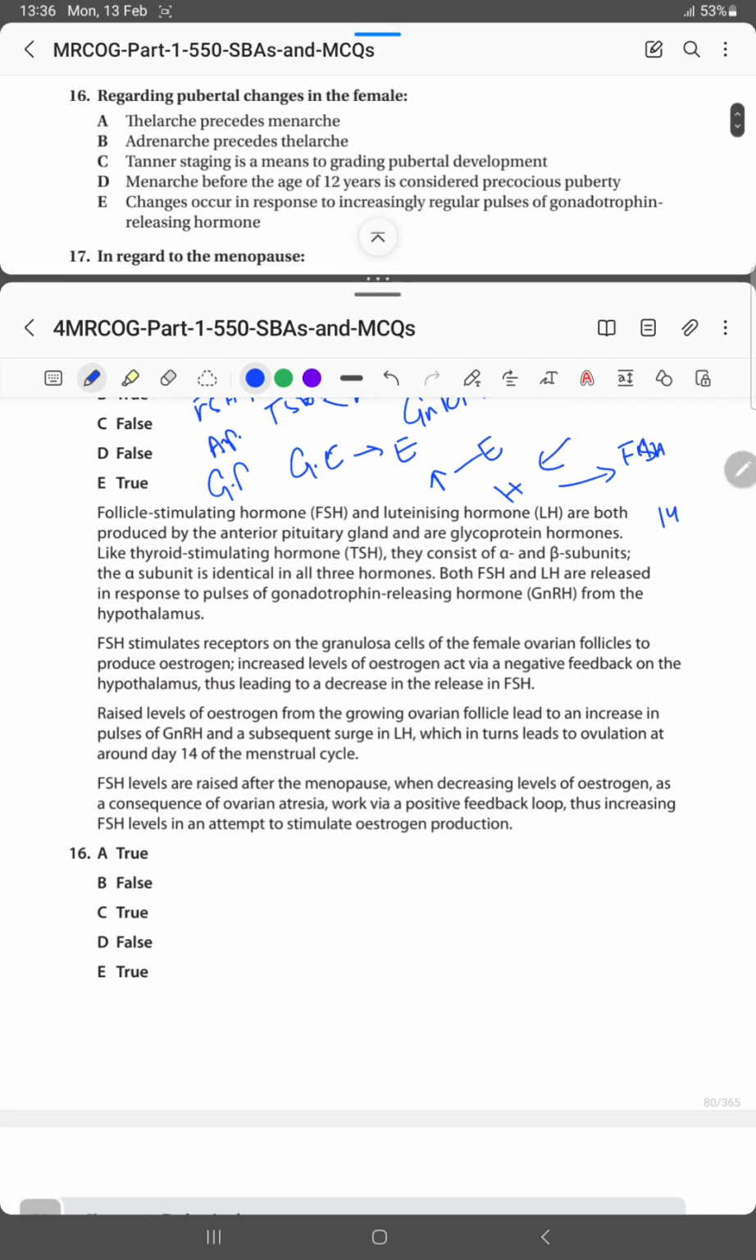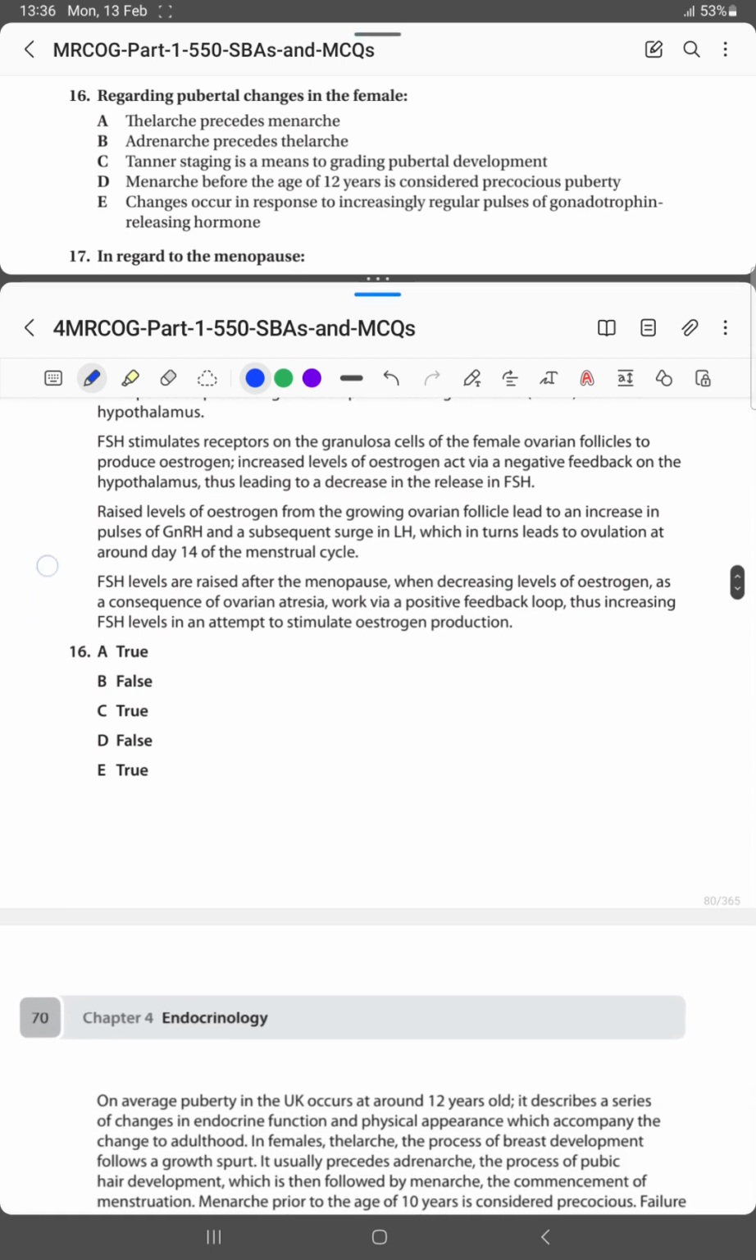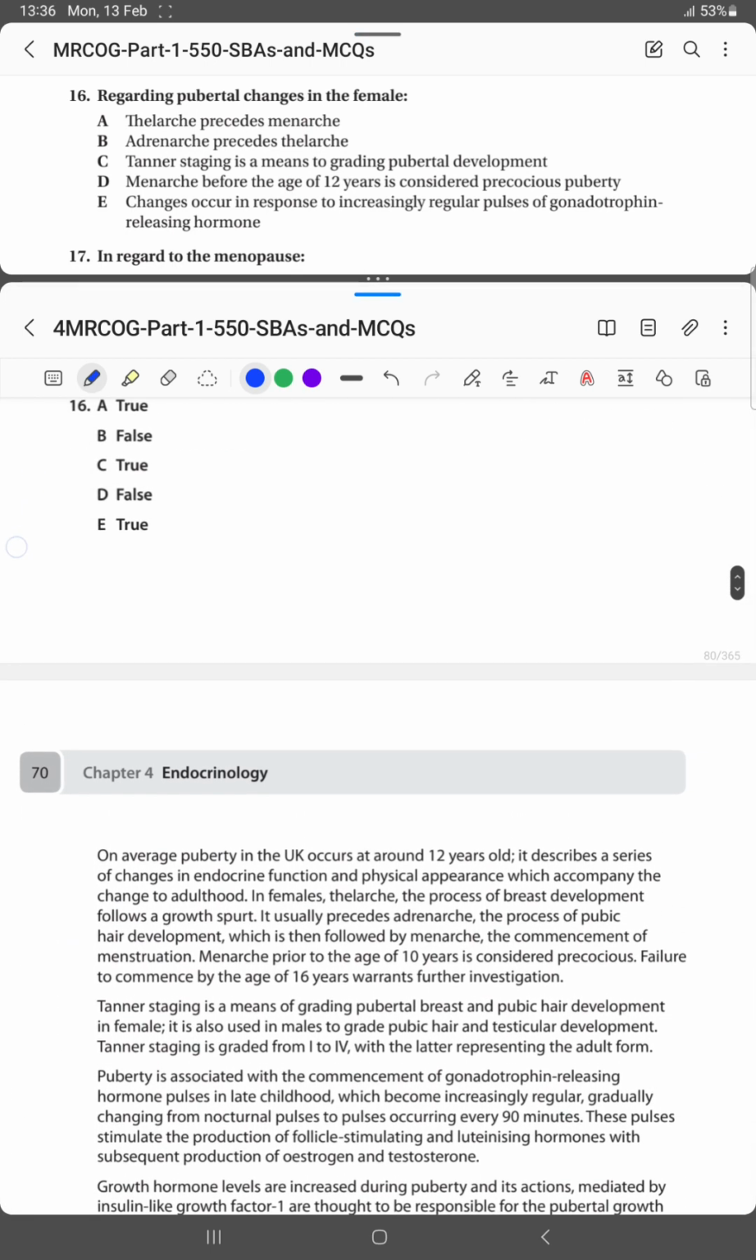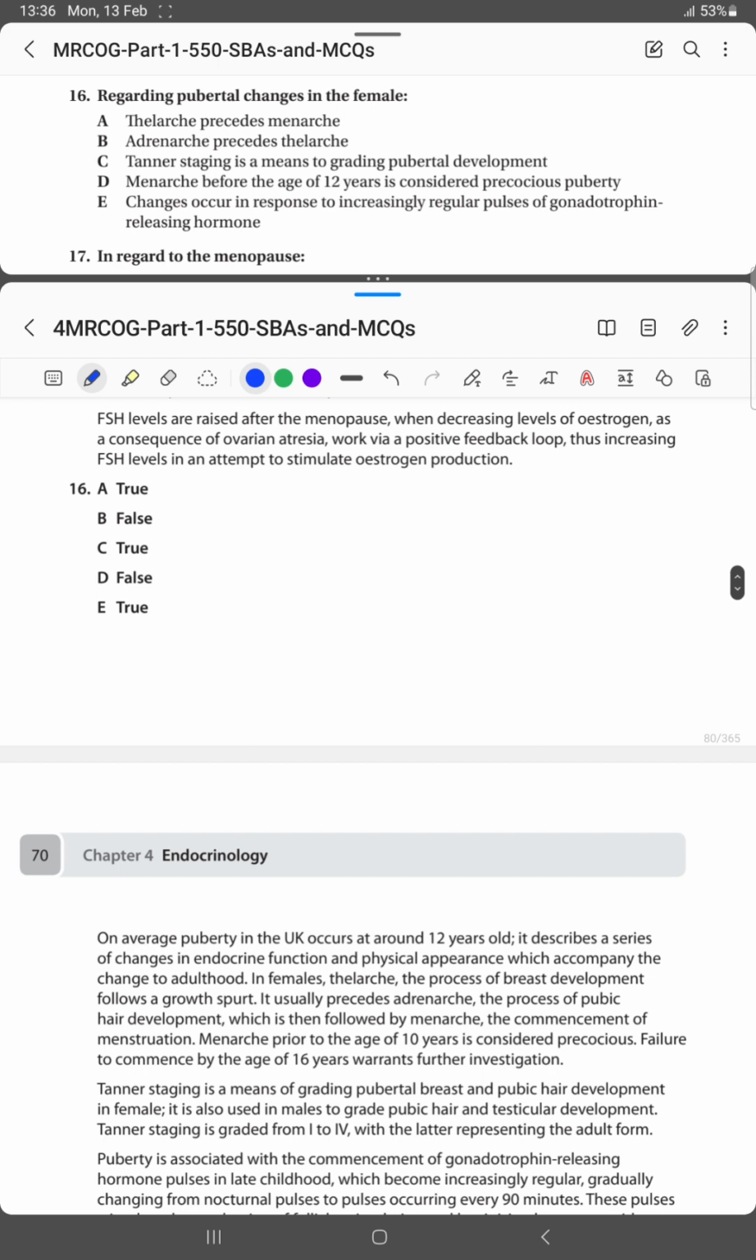Now, the next question is regarding the pubertal changes in the female. And pubertal changes are very important. In the UK, the average age of the puberty is 12 years, and before the age of 10 years this is considered precocious puberty. It describes a series of changes in the endocrine functions and the physical appearance which accompany the changes to adulthood.